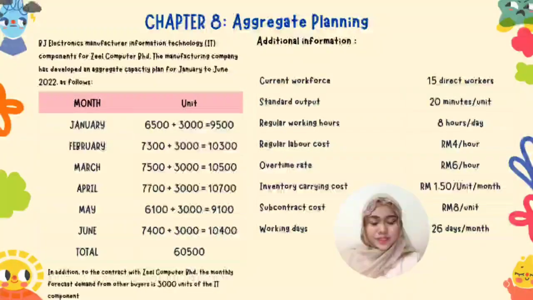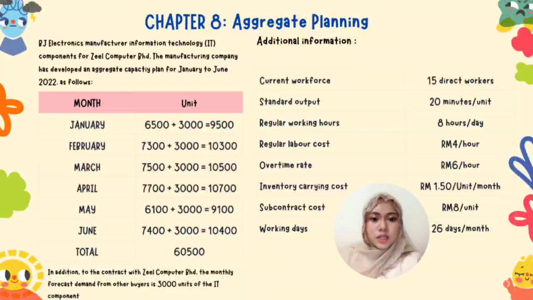So for the last chapter, we have chapter 8, which is aggregate planning. We have one question here, which states that BJ Electronic Manufacturing produces Information Technology (IT) components for Zil Computer Berhad. The manufacturing company has developed an aggregate capacity plan for January to June 2022 as follows.